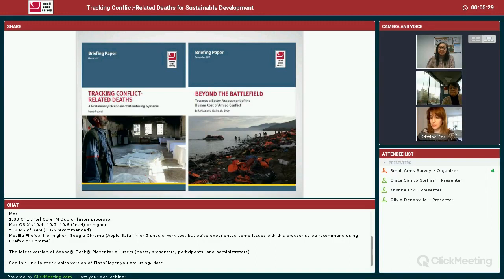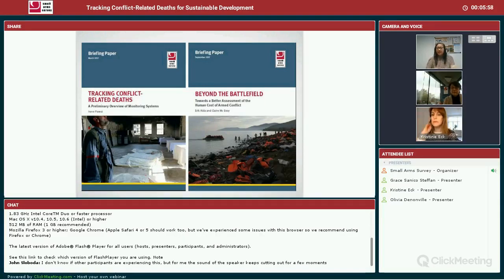The other one, titled Beyond the Battlefield, tries to look at what kinds of methodologies and measurement processes can be used to go beyond the measurement of direct conflict deaths. Normally, thinking of conflict-related deaths, one could stop at violence-related deaths, but in reality the impact of conflict is much broader. And indicator 16.1.2 talks about conflict-related deaths in general. It doesn't stop at direct.